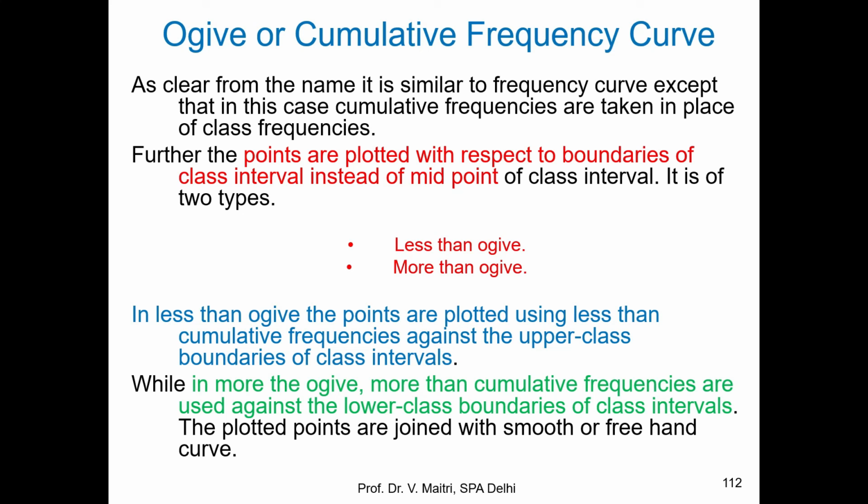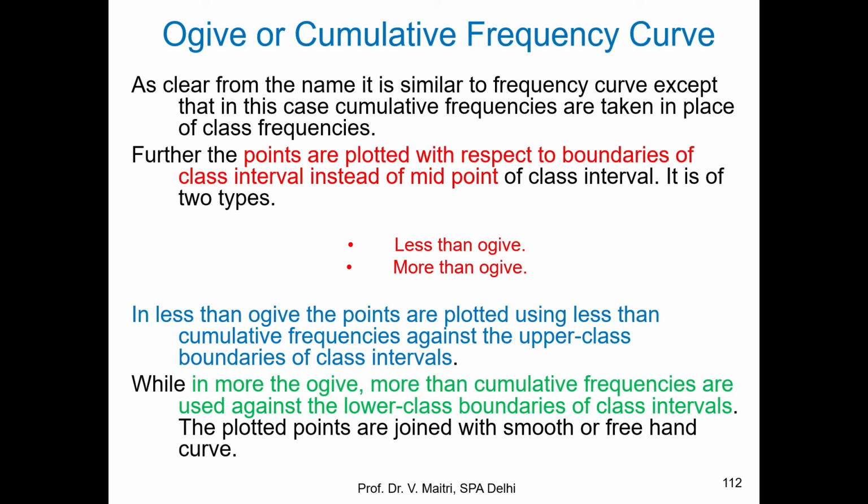Now coming to ogives or cumulative frequency curves, that we are going to do now. From the name it is very clear; we have done the cumulative frequency distribution. It is nothing but the cumulative frequency presented in the form of cumulative frequency curves. Points are plotted with respect to the boundaries of the class interval instead of the midpoint of the class interval. That is important: not the midpoint, only the boundary of the class interval we are using. It is of two types, less than ogives and more than ogives.